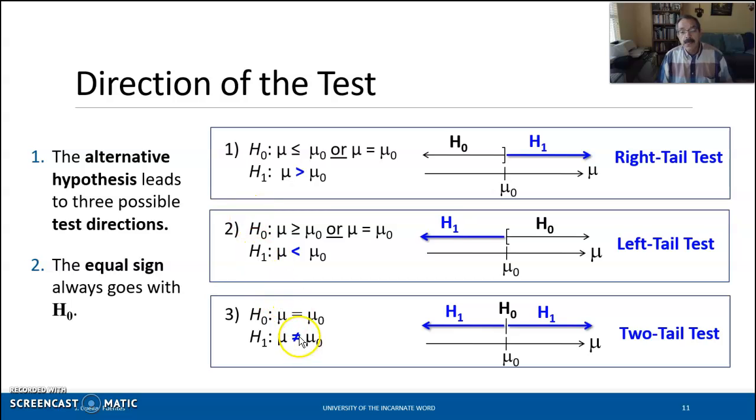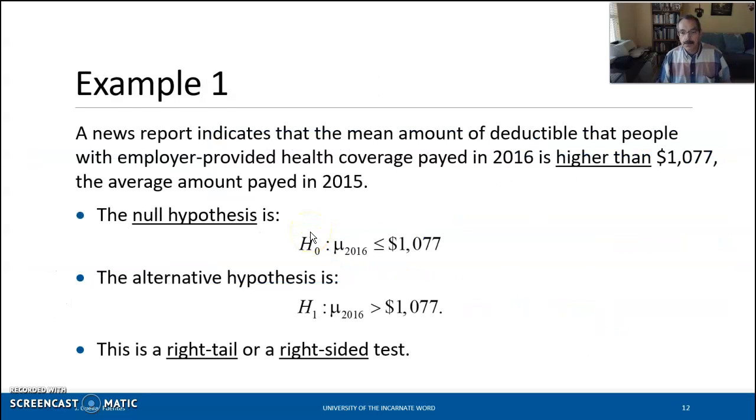The last option is where the null hypothesis claims that the mean is equal to some particular value, and the alternative hypothesis claims that the actual mean is not equal to that value. In that case, any value to the left of the proposed value or to the right of the proposed value will support the alternative hypothesis. For that reason, this is called a two-tailed test. All right, let's look at some examples of how we establish the null hypothesis and the direction of the test.